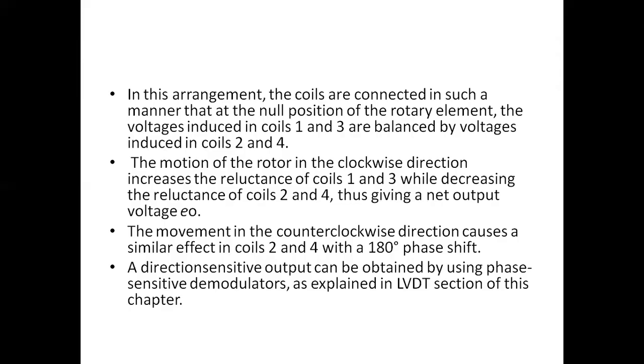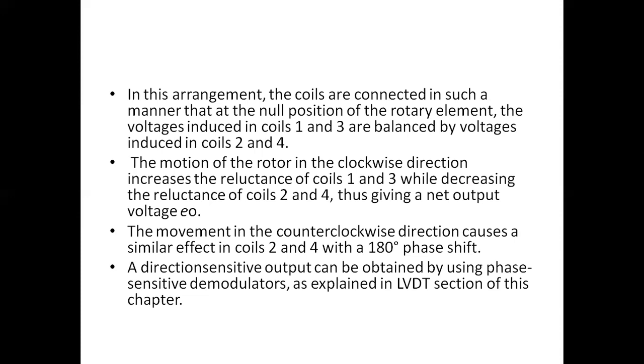In the arrangement, the coils are connected in such a way that at the null position of the rotary element, the voltages induced in coils 1 and 3 are balanced by voltages induced in coils 2 and 4. The motion of the rotor in the clockwise direction increases the reluctance of coils 1 and 3, while decreasing the reluctance of coils 2 and 4, thus giving a net output voltage E_0. The movement in the counterclockwise direction causes a similar effect in coils 2 and 4 with a 180-degree phase shift. A direction-sensitive output can be obtained by using phase-sensitive demodulators.